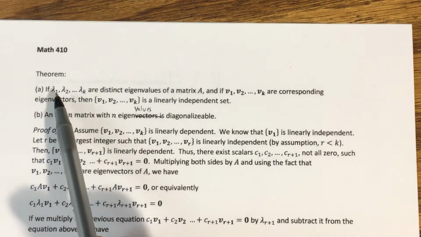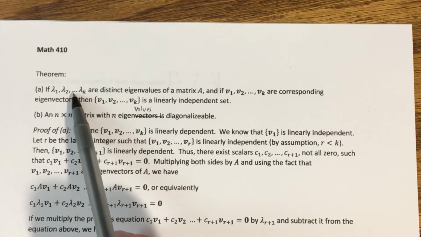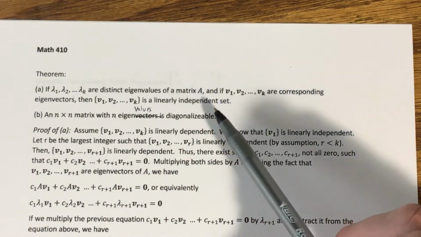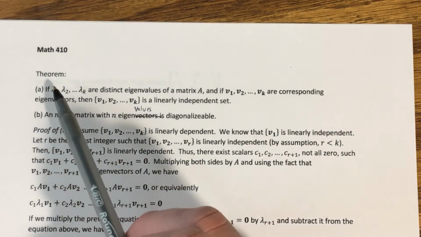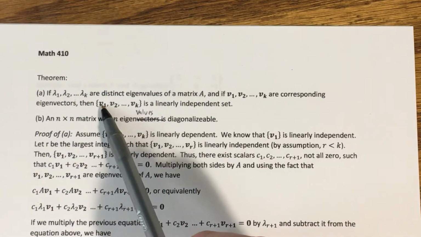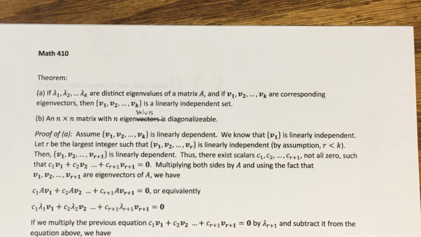So part A: if you have the following distinct eigenvalues, lambda 1 through lambda k, distinct meaning there's no repeated eigenvalues in this list, and if v1 through vk are eigenvectors corresponding to each one of these, then the set of those eigenvectors is going to be linearly independent.